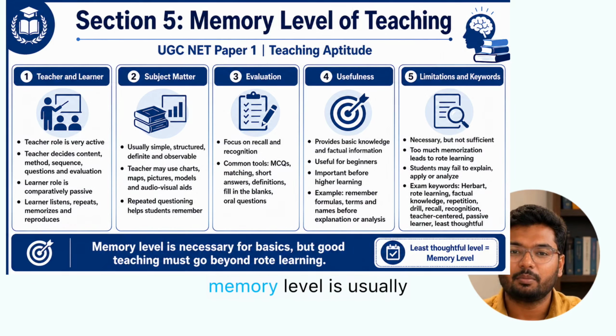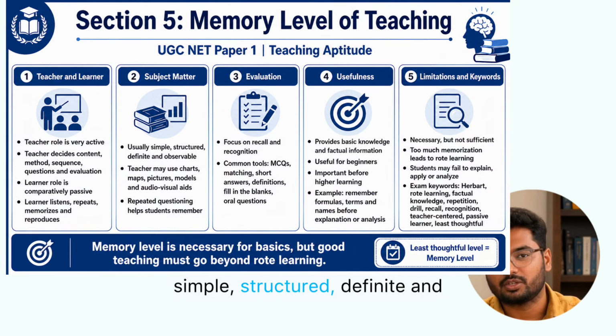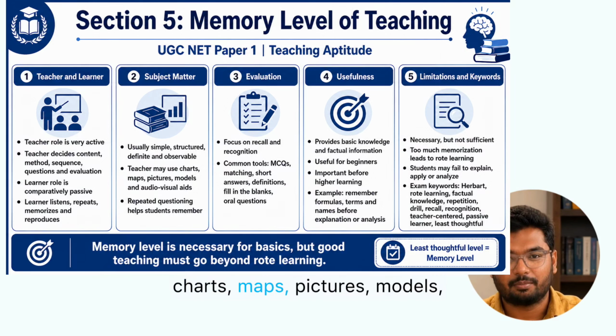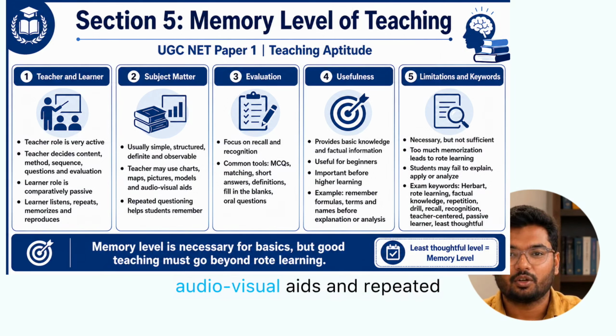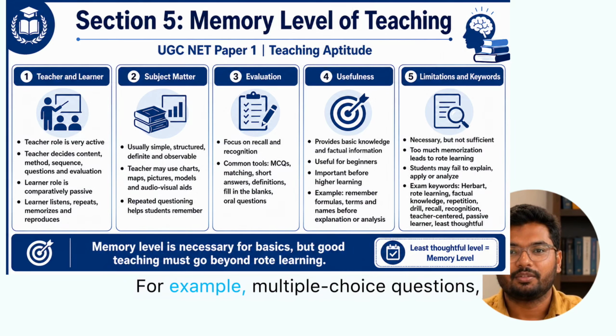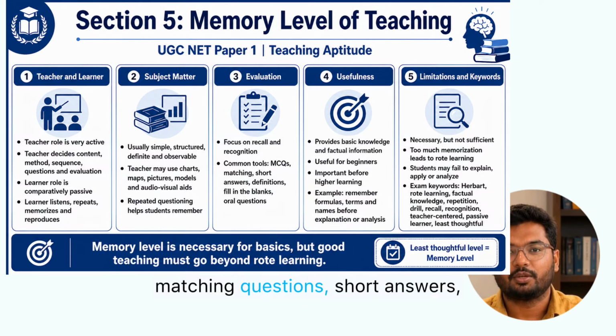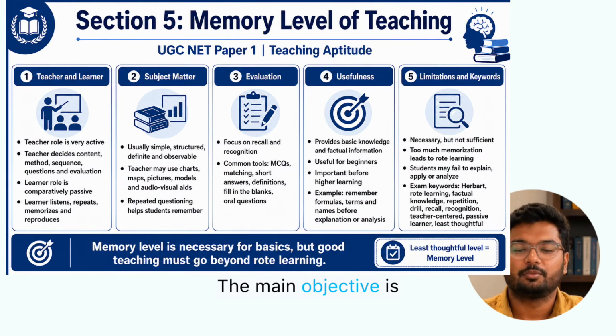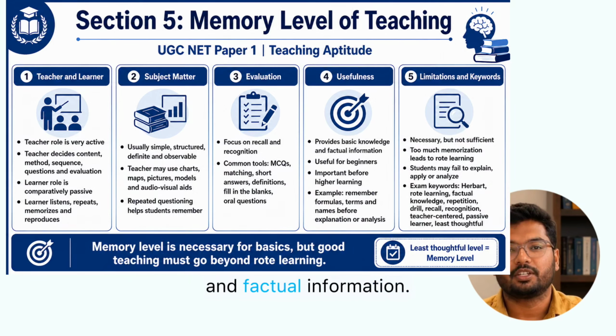The subject matter at memory level is usually simple, structured, definite, and observable. The teacher may use charts, maps, pictures, models, audio-visual aids, and repeated questioning to help students remember. Evaluation at memory level focuses on recall and recognition. For example, multiple choice questions, matching questions, short answers, definitions, fill in the blanks, and oral questioning are common. The main objective is to provide basic knowledge and factual information.